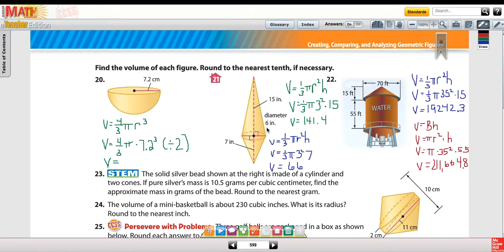For Lesson 12.7, you're introduced to three new formulas: the volume of a pyramid, a cone, and a sphere. I'm choosing to work out problems numbers 20, 21, and 22 on page 599. Please make sure on your note sheet to include all of the work that I've shown here. Also have a calculator ready so you can pause the video and double check as I type in the formulas or type in the numbers.